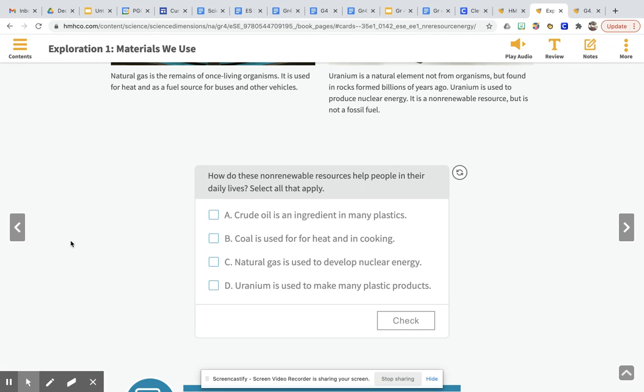Remember, we're selecting all that apply. And so it may be one answer and it may be more than one answer. So have a discussion right now and I will give you the answer in just a second.